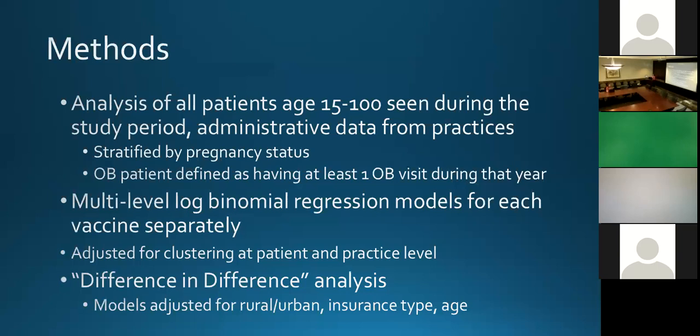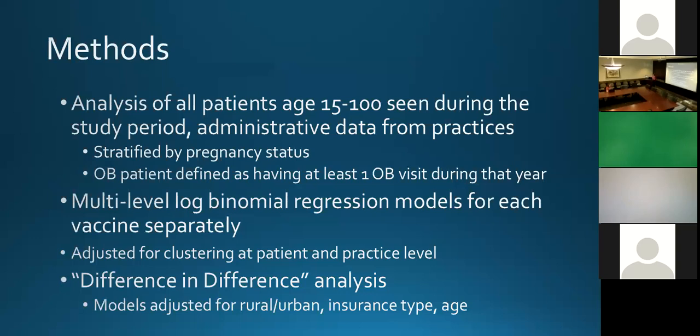We also had a mixed category of people who seemed to have both OB and GYN care. The statistics we use are completely beyond me, but I'm assured that they're completely legitimate. It's called multi-level log binomial regression models, which I couldn't tell you much about. But basically what these do is they allow for clustering at both the patient level and the practice level.